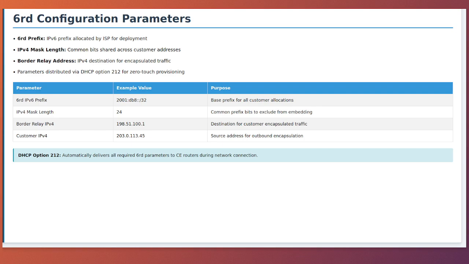This is the IPv6 prefix that the ISP has allocated for their entire 6RD deployment. It is typically a /32 prefix, but could be larger or smaller depending on the provider's IPv6 allocation. Every customer's IPv6 prefix will be a subset of this larger prefix. The 6RD prefix must be carefully chosen to avoid conflicts with other IPv6 allocations the provider might have, and it should be sized appropriately to accommodate all customers.